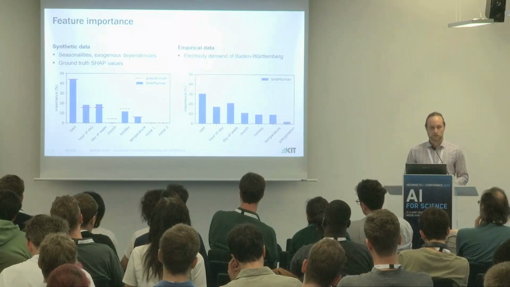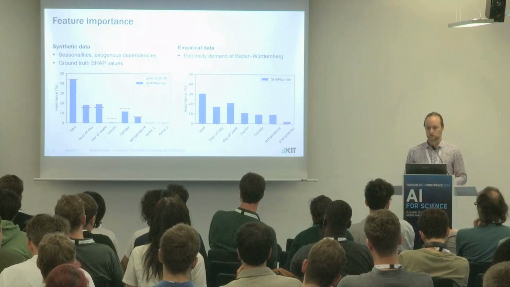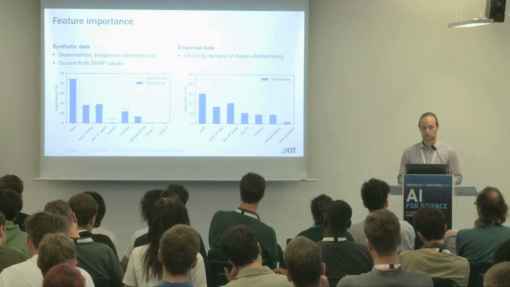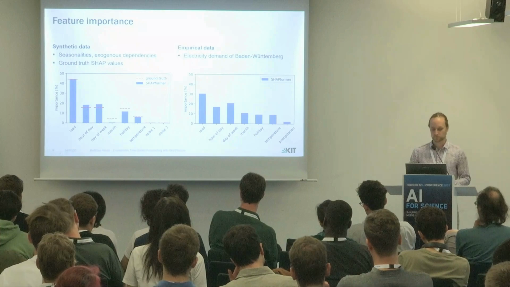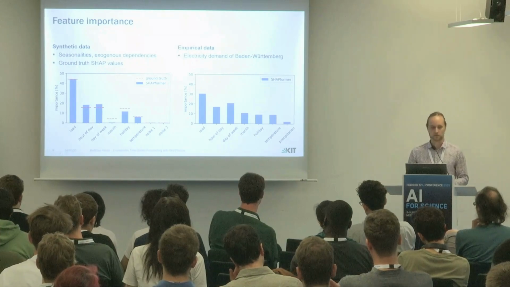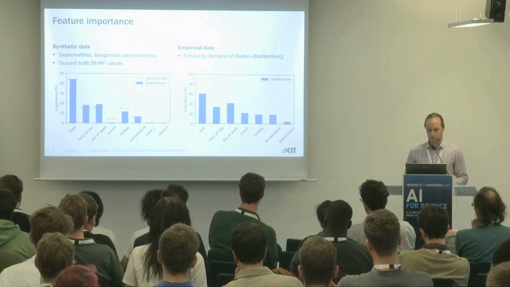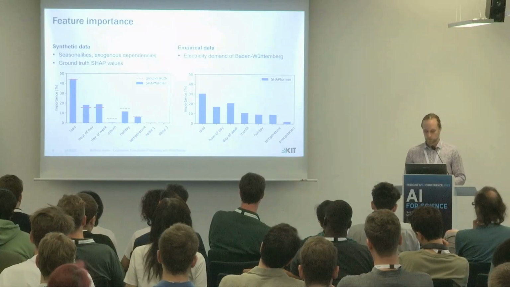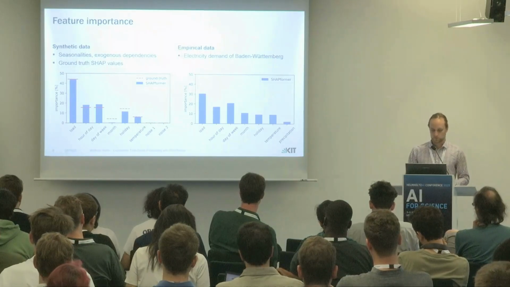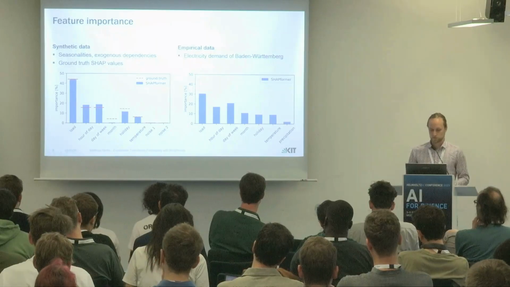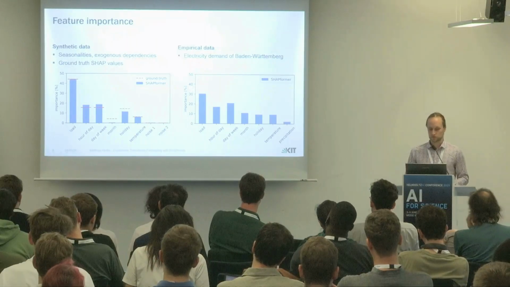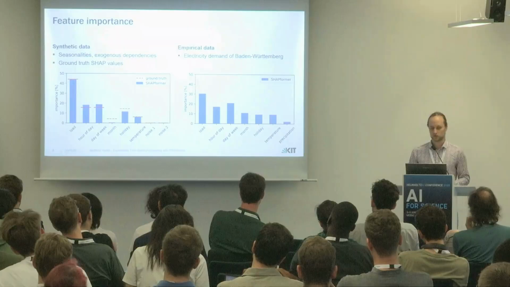And we have a use case on real empirical data, the electricity demand of Baden-Württemberg. Here we don't have a ground truth available, but we can tell what are the most important features according to SHAPformer. The most important features are the load of the past week, the day of the week, and the hour of the day. A little bit less important are month, holiday, and temperature, and the least important feature is precipitation.